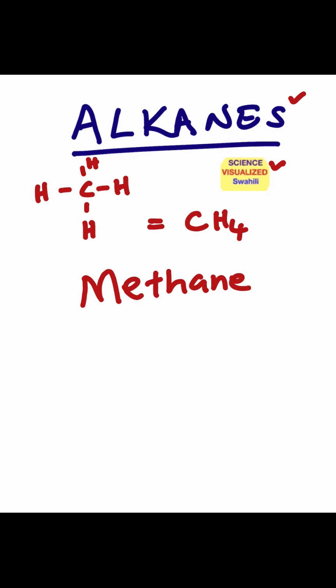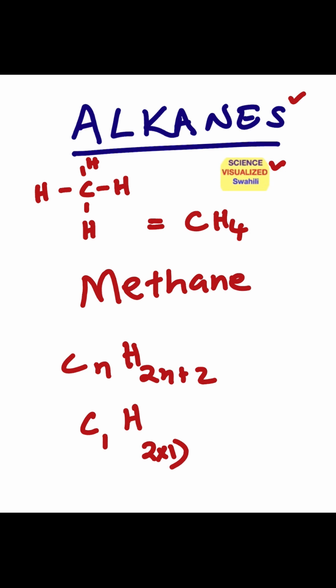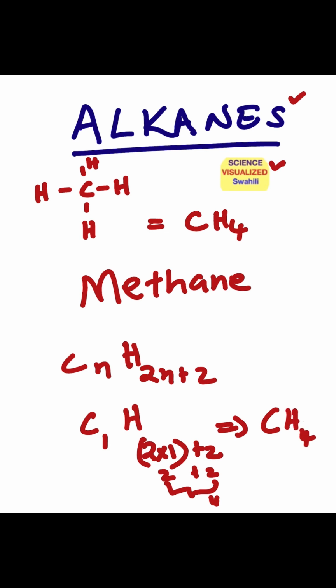The formula for alkane is CnH2n+2. So in this case, n is 1, so that will be C1, and then H to 2n, so that will be 2 times 1 because n is 1, and then plus 2. 2 times 1 gives you 2, plus 2 gives you 4, and therefore the formula for that is C1H4. We usually don't write a 1, and that's methane.